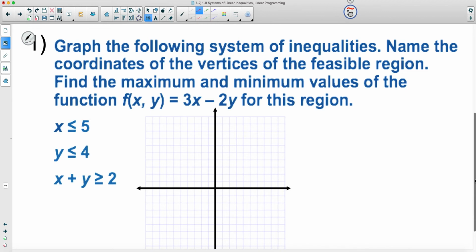Okay, so let's read through this one. There's a lot of extra stuff up here that we don't need as long as we know what we're looking for. So graph the following system of inequalities. Name the coordinates of the vertices of the feasible region. Find the maximum and minimum values of the function f of x comma y equals 3x minus 2y for this region. Okay? Sounds kind of ugly.